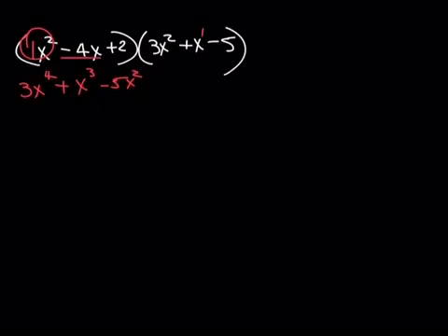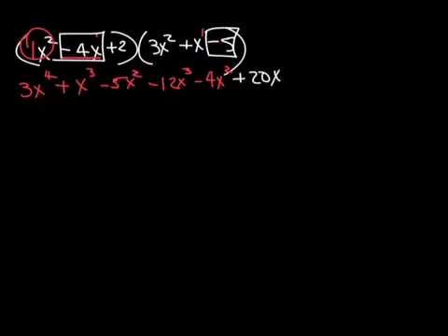Now let's do the negative 4x. Negative 4x times 3x squared is negative 12x cubed, 2 plus 1. Negative 4x times positive x here gives me negative 4x squared, because I have to add that in. Okay, now I'm going to take my negative 4x times negative 5. So negative times a negative is a positive 20x. Alright, so now I've got to multiply this times this, this, and that. So 2 times 3x squared, 2 times x, 2 times negative 5.